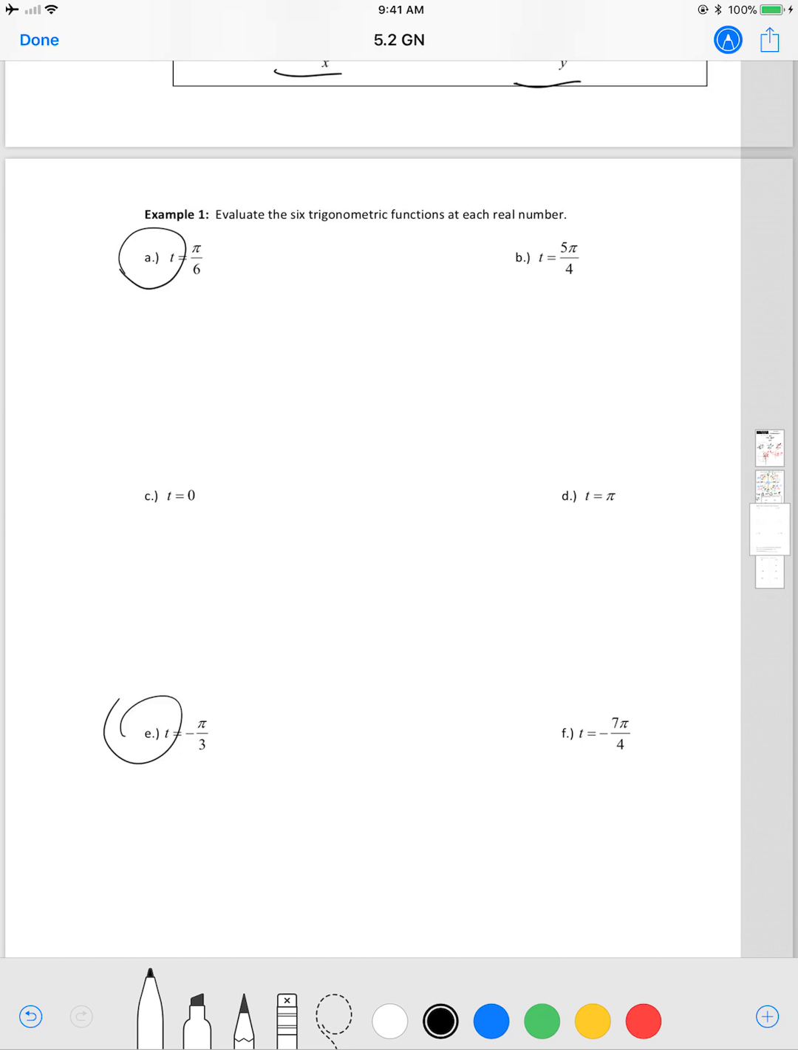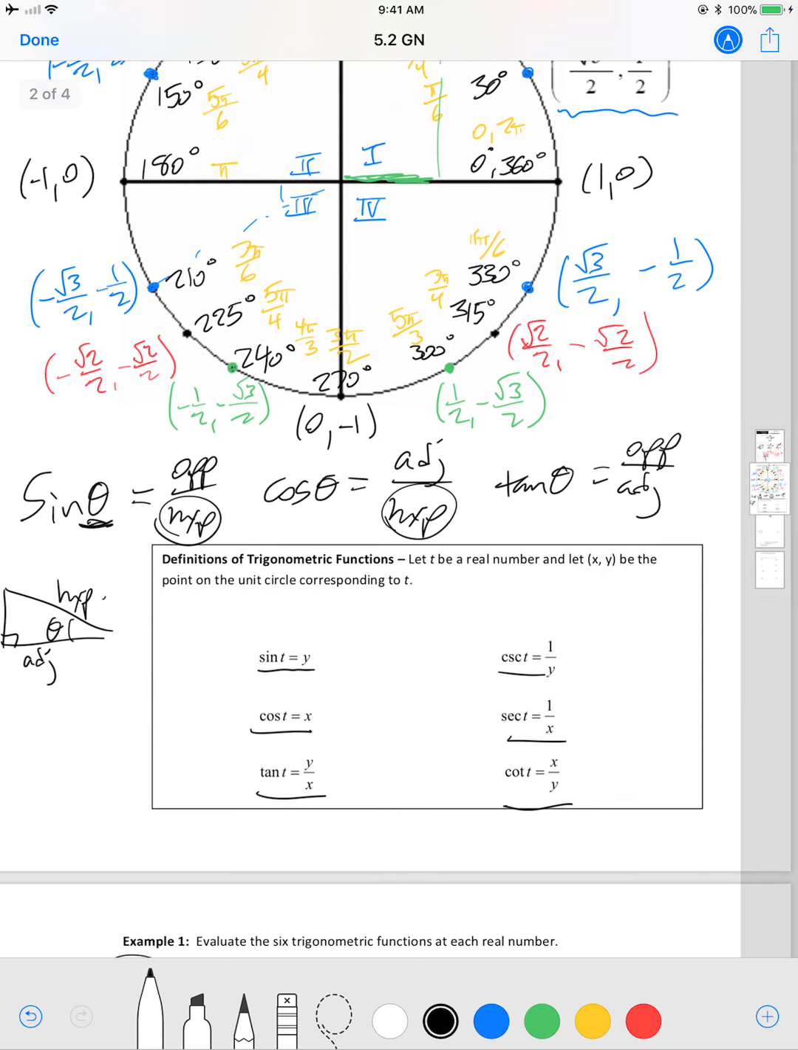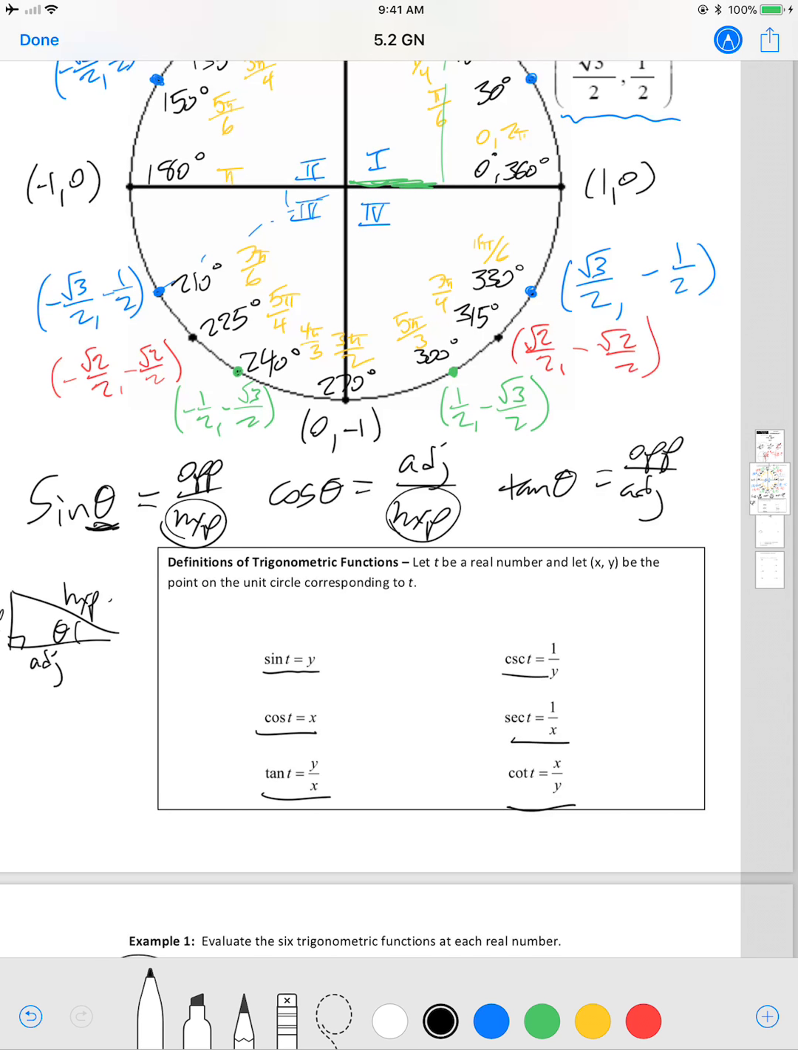That helps us do things like evaluating the 6 trig functions. So let's look at t equals 5 pi over 4. I want the sine of 5 pi over 4. 5 pi over 4 on the unit circle puts me right here. So here is my point.